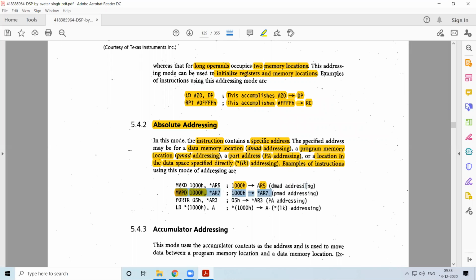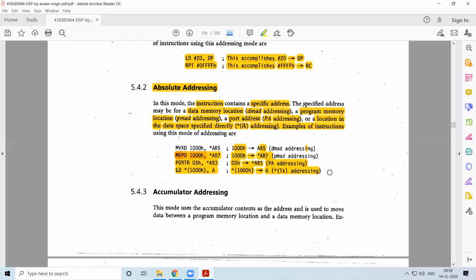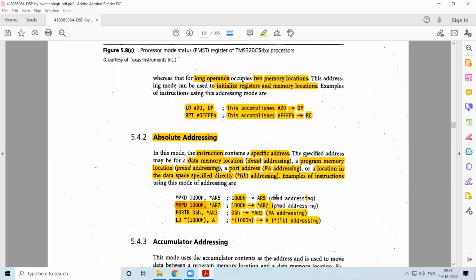Similarly, this is for DMAD addressing, which MVKD specifies. Then MVPD is the program addressing mode, PMAD addressing. In this one, 1000 hex, address at AR7. So what is the value in AR7? That will be utilized as the address. So this is how it goes around for the other addressing modes. This is related to absolute addressing mode. Here you are directly specifying the specific address, which is utilized in AR5, AR7, AR3. So directly it is being specified in this case.